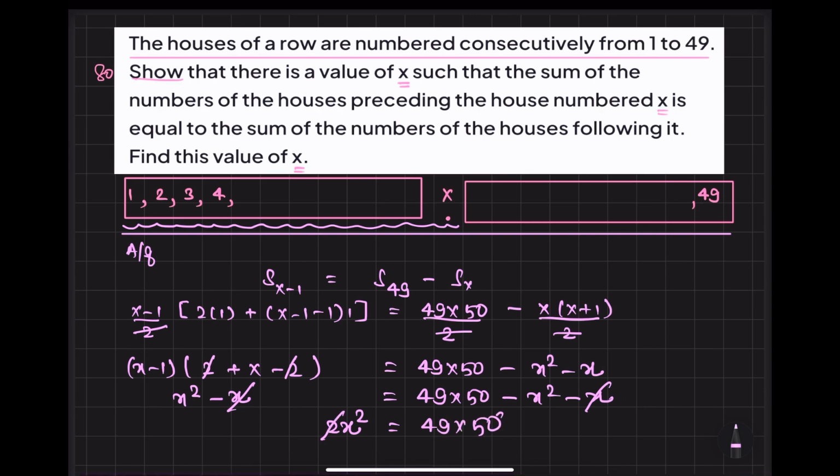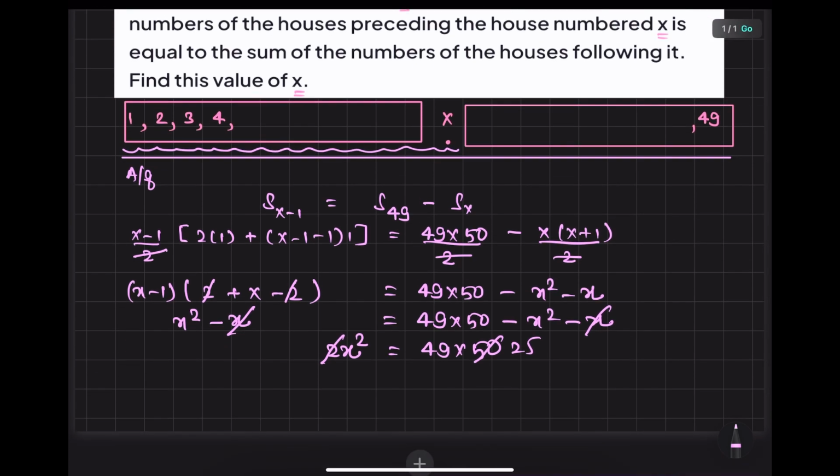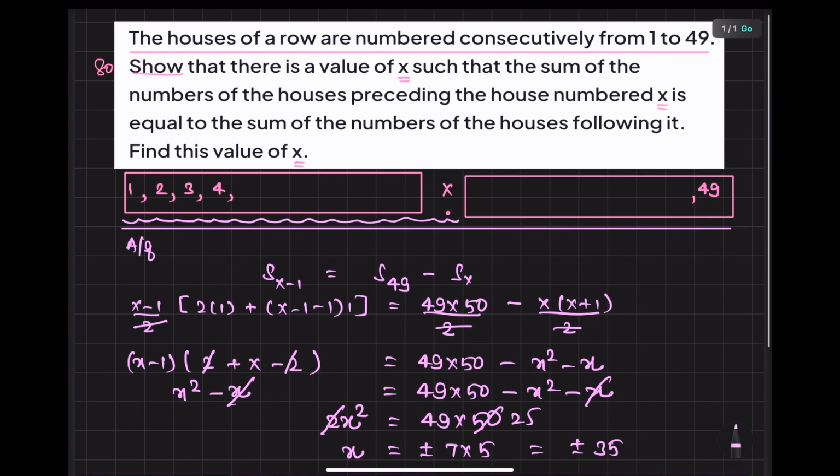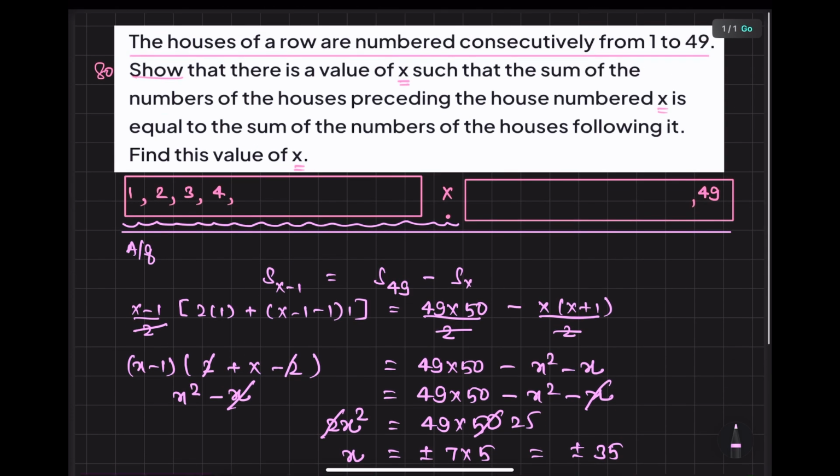Now divide both sides by 2, we will have 4925 as x square. So we have to take the root on both sides. Can we write plus or minus 7 into 5? So can I say that it is plus minus 35? As you are talking about the natural numbers 1 to 49, minus 35 is not possible. Therefore the value of x is plus 35. I hope the idea is clear and you guys can handle similar situations. So see you guys in the next session of Mathflix.